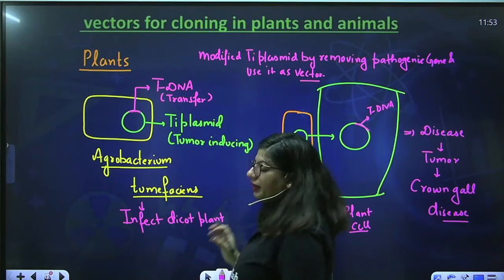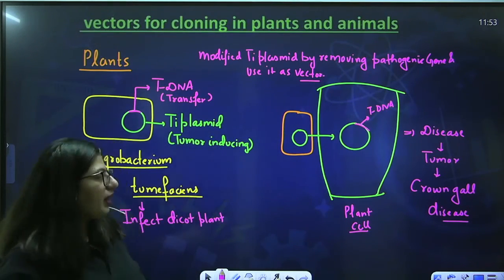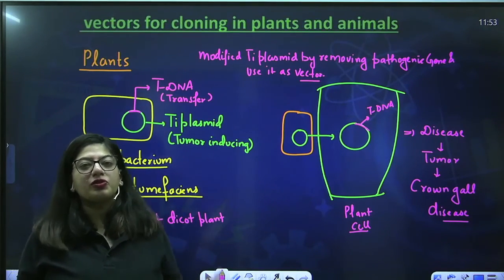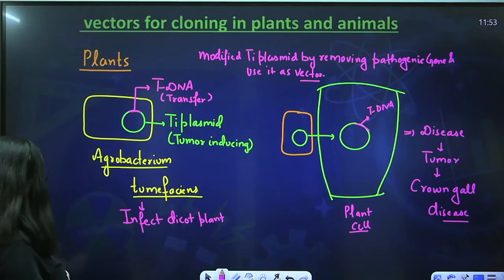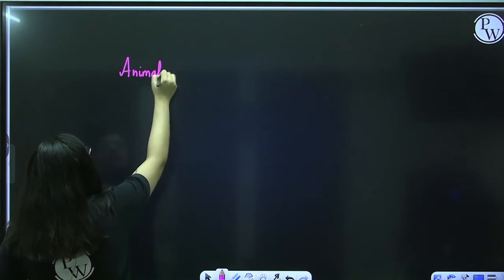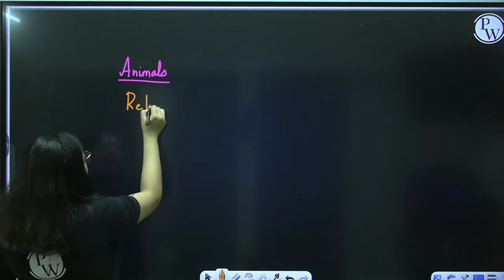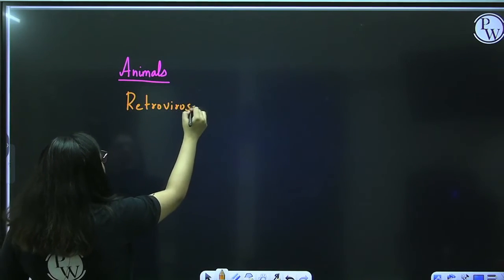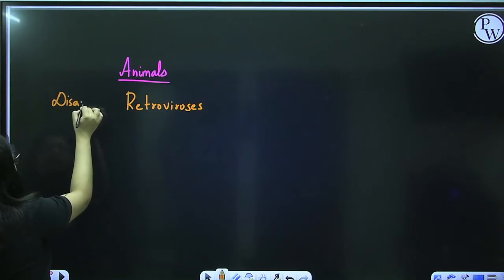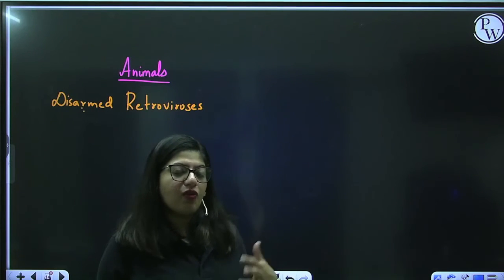Because this bacterium's plasmid can naturally do transformation, that was used for our purposes. So this is how this bacterium and this plasmid are used for transformation in plants. What about animals? Whenever we are talking about animals, we use viruses. Yes, retroviruses. But these retroviruses are disarmed. That means, just like the Ti plasmid, their pathogenic genes have also been removed.